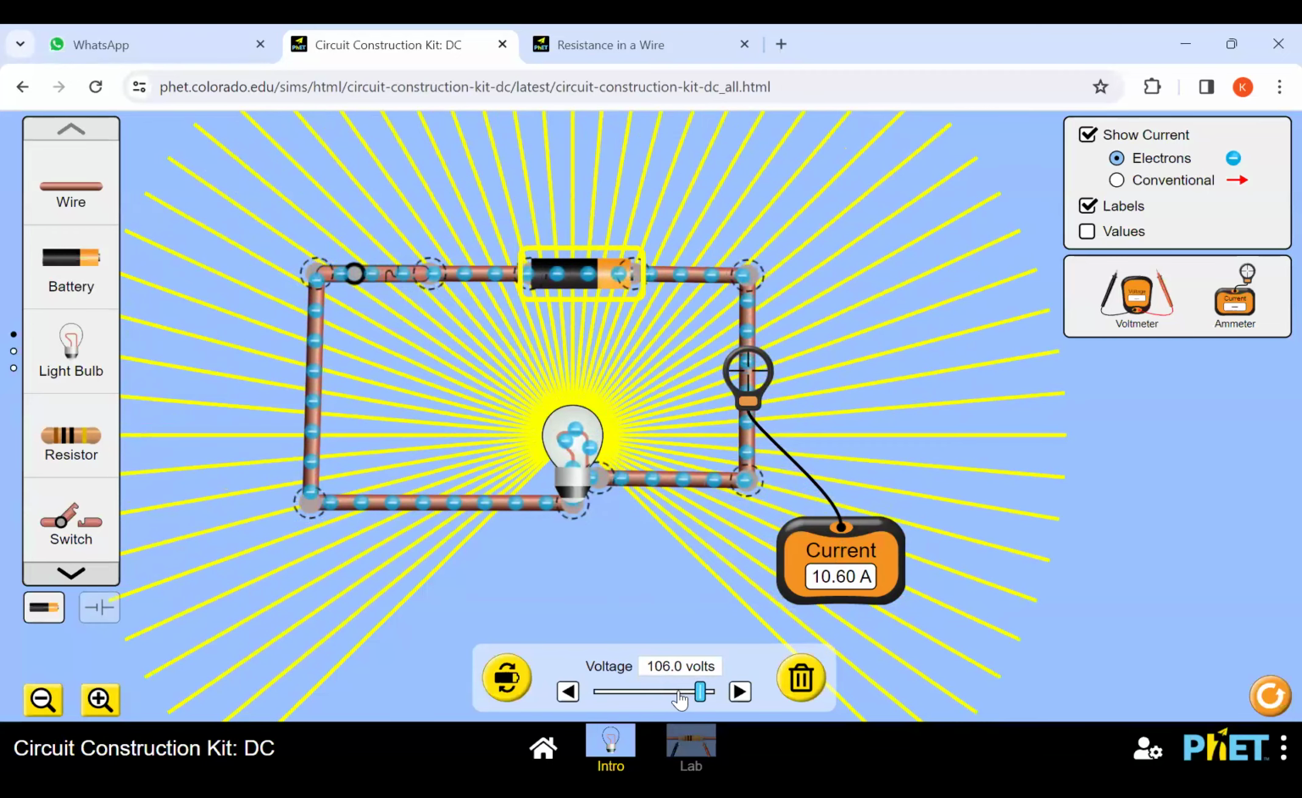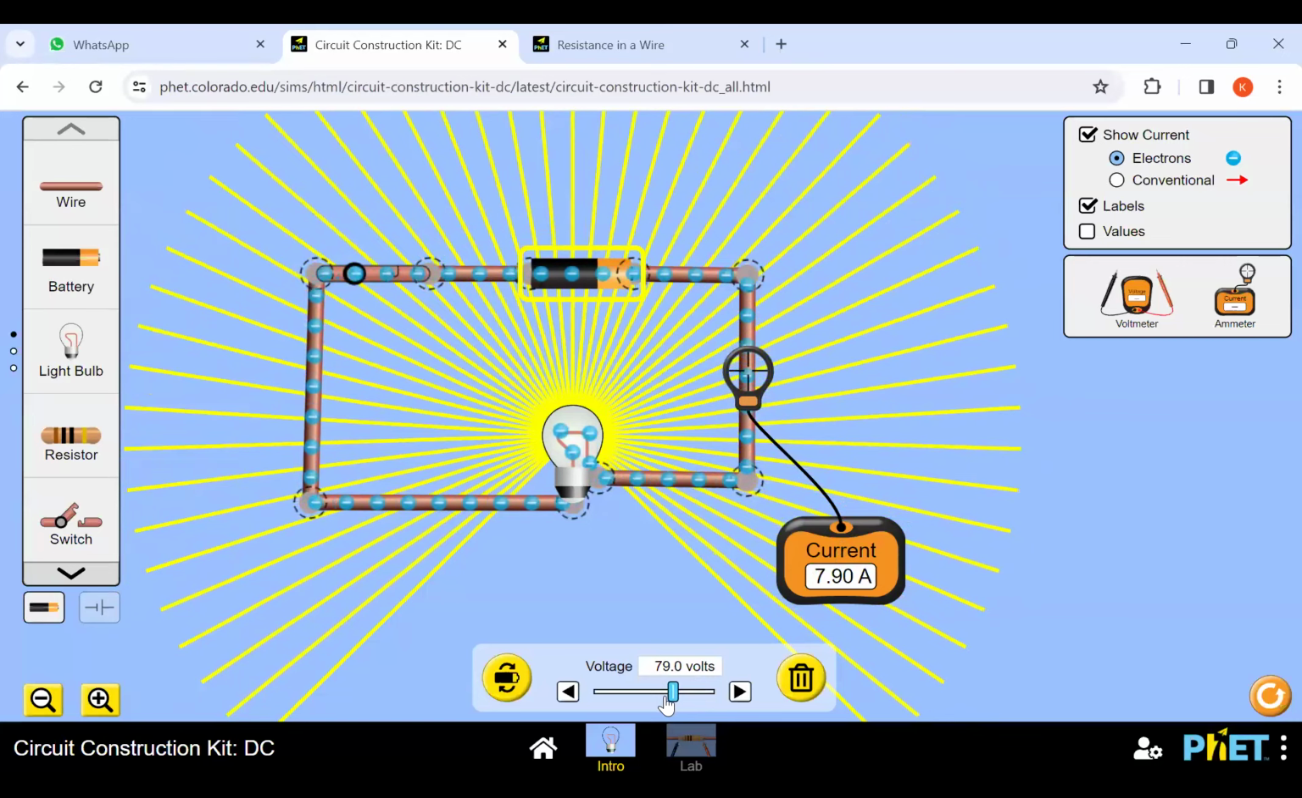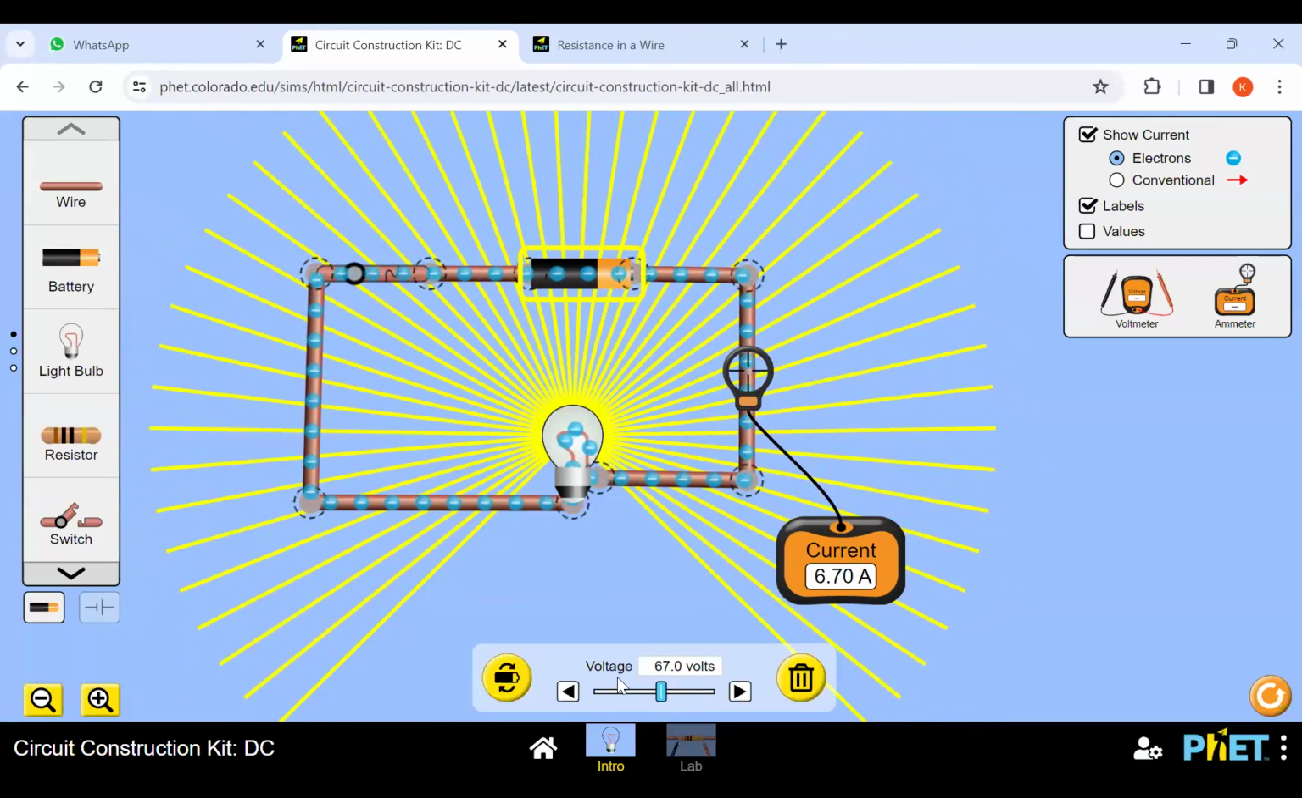So the volts is similar to, you can think of it as, the energy in the circuit. Okay, that's it. That's the end of part 2.